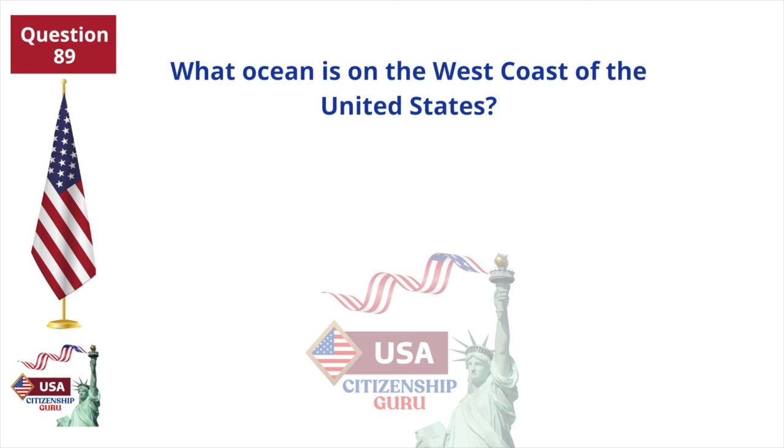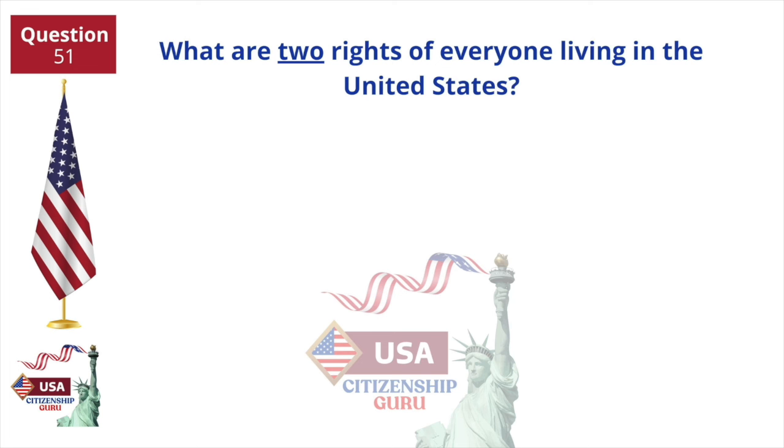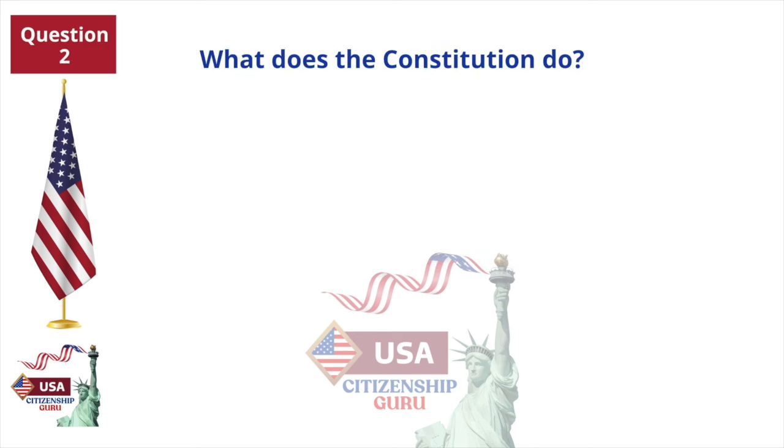What ocean is on the west coast of the United States? Pacific Ocean. What are two rights of everyone living in the United States? Freedom of religion. Freedom of speech. What does the Constitution do? Sets up the government.